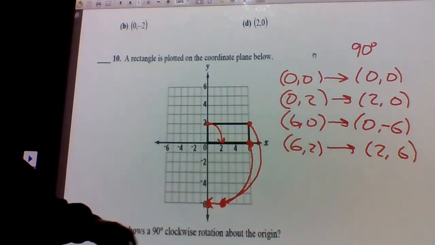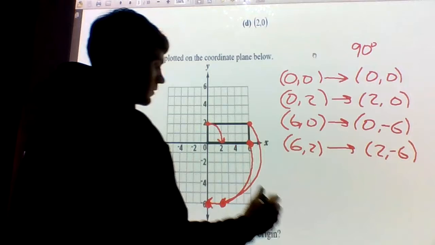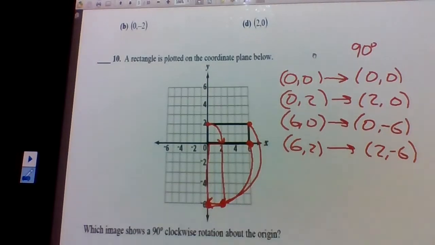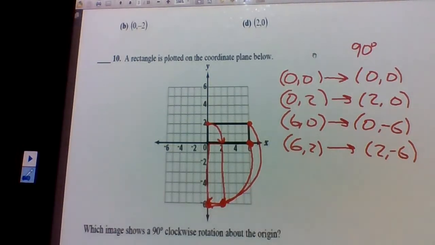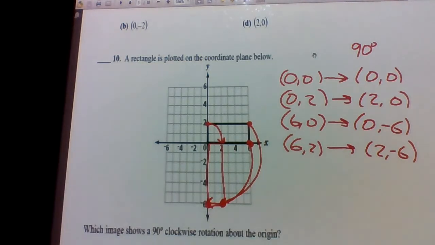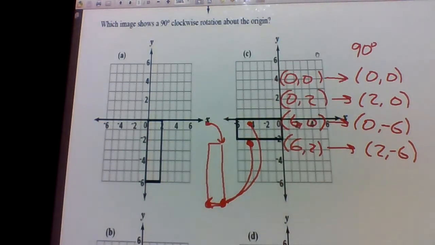Okay, the signs for this quadrant, for quadrant 4, are positive, negative. So it's going to be positive 2, negative 6. And our 90-degree rotation should look something like this. Okay, and as a reminder, the board stretches the image so it doesn't look like it's equal, but it's because the squares are stretched. It's just the way the projector is. And it's a 90 degrees clockwise rotation, so that's going to match up with answer choice A here. And that is the transformations part of the review.